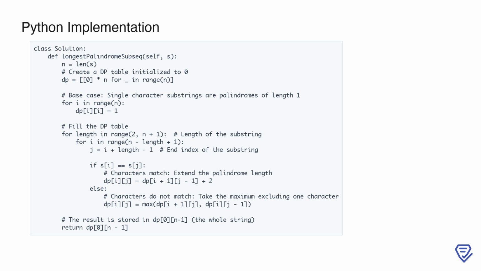If they don't match, we take the maximum length by excluding either s[i] or s[j], so dp[i][j] equals max of dp[i+1][j] and dp[i][j-1]. Finally, the result for the entire string is stored in dp[0][n-1], which we return. This approach ensures an optimal computation with a time complexity of O(n squared) and space complexity of O(n squared), where n is the length of the input string. The code efficiently handles edge cases like empty strings or strings with no repeating characters, ensuring correctness and robustness.